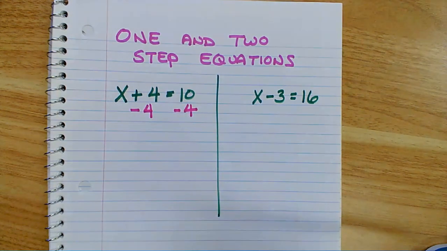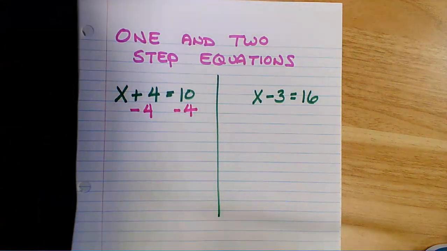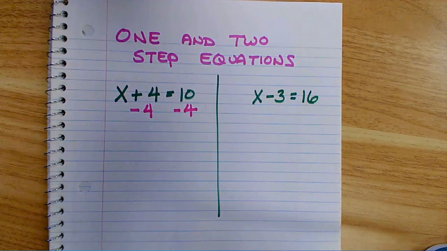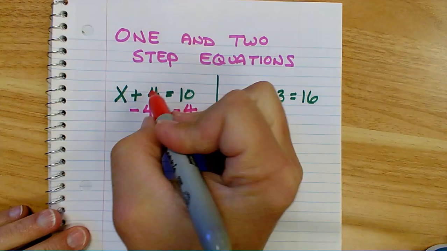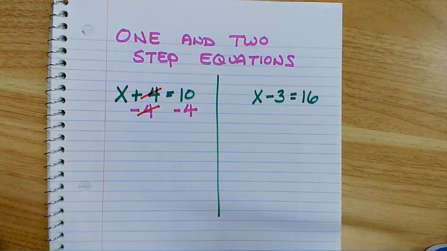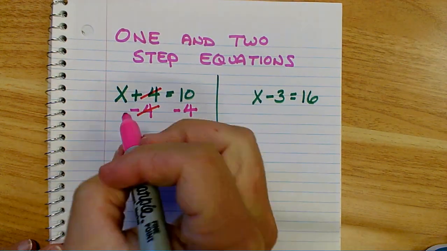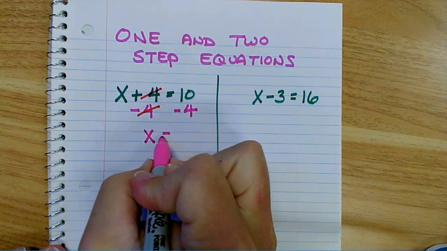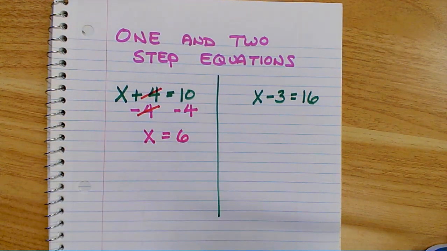I get out my red marker of death and destruction. Do I have a red marker? Yeah, I do have a red marker of death and destruction. These guys are canceling out. And what am I left with? I'm left with x equals 6, which is exactly what I thought it should be.